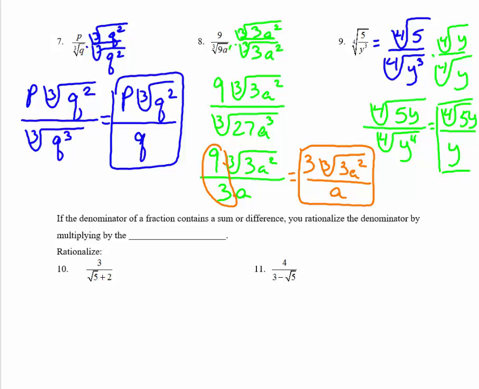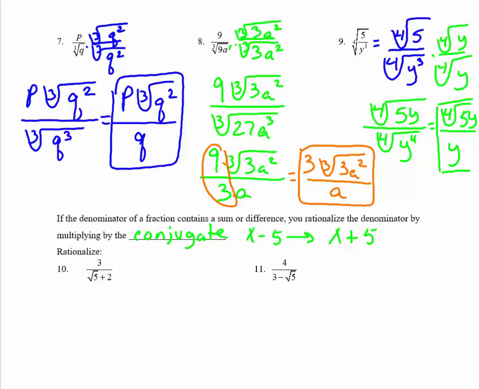Now, what if we had more than just one term in the denominator, like a binomial? So if the denominator of a fraction contains a sum or a difference, you rationalize the denominator by multiplying by the conjugate. If you've never heard of the conjugate before, that just means the middle sign has to change. So if it was x minus 5, the conjugate would be x plus 5. So looking at number 10, we had 3 over the square root of 5 plus 2.